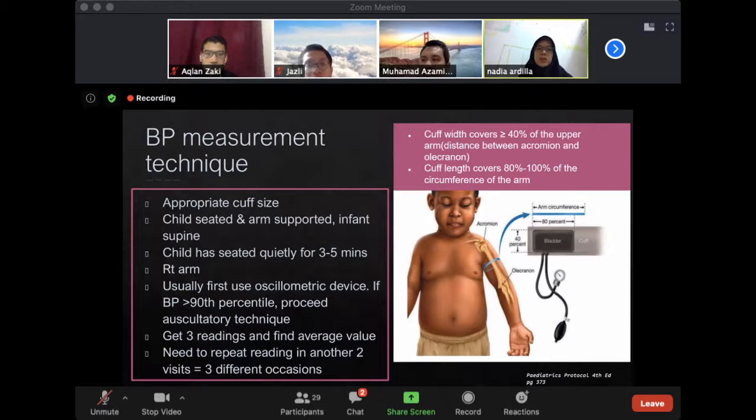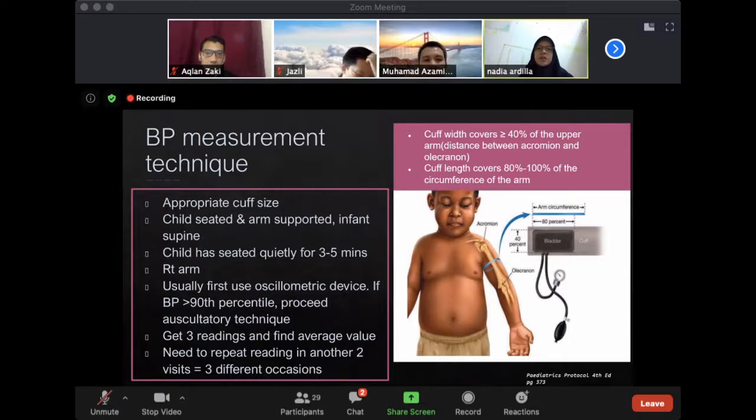So if we want to take their blood pressure, we must make sure that the child is seated and the arm supported. However, if a child cannot sit, we can take it in the supine position. And the child must have been seated quietly for 3 to 5 minutes rest. It means they have rested. We usually use the right arm. Usually first we use the oscillometric device.